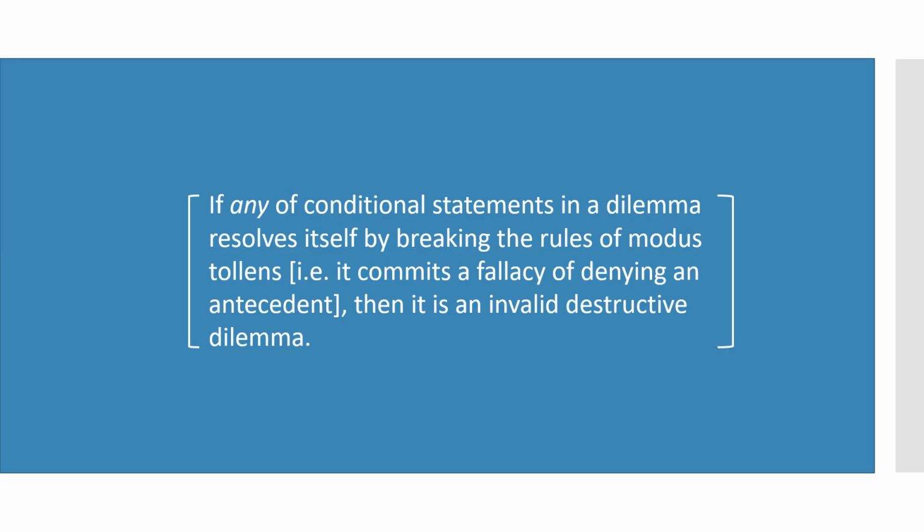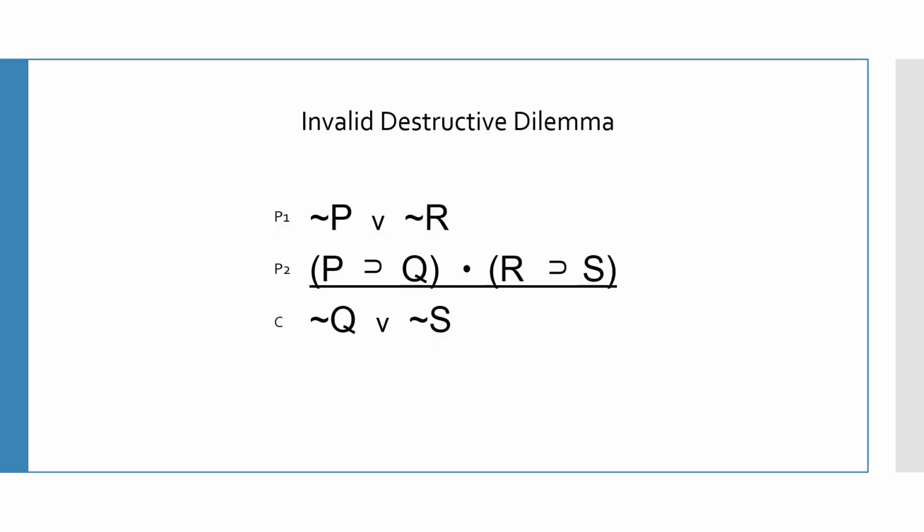So if any conditional statement in the dilemma resolves itself by breaking the rules of modus tollens, that is, it commits the fallacy of denying an antecedent, then it is an invalid destructive dilemma. Now, it's still a destructive dilemma because it's using the rules of modus tollens. It's just, again, doing it poorly, and so it ends up being an invalid form. And so what we get in this case is a nice example of an invalid destructive dilemma, and it's invalid for the reasons we've already seen.